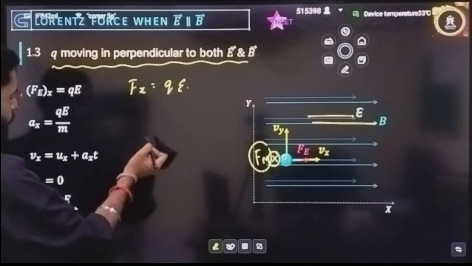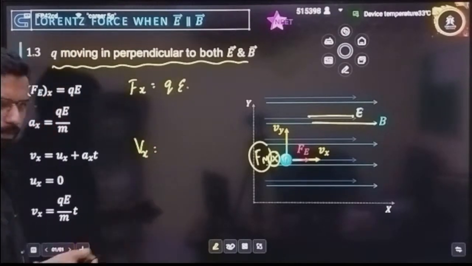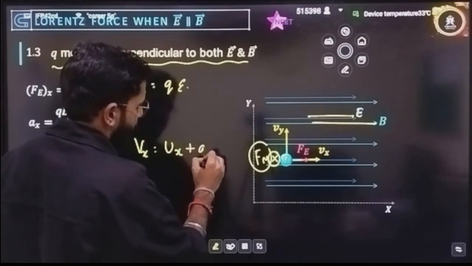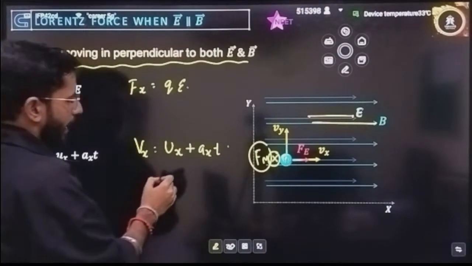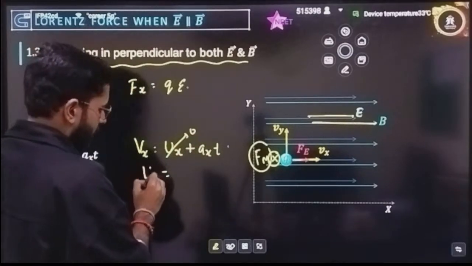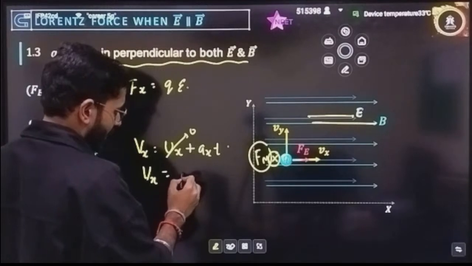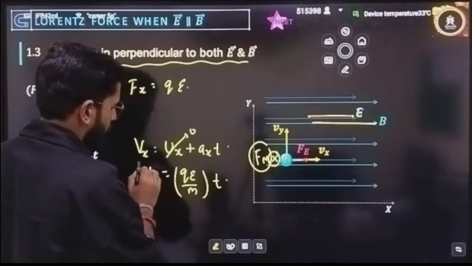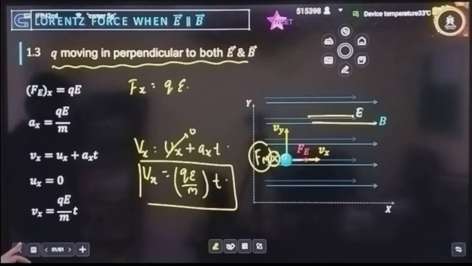Magnetic force will be coming inside the plane. That means if you have to write the velocity in x direction after some time, how will you write it? You will simply write ux plus ax into t. Ux will be 0 because initially there is no velocity in x direction, but finally after some time there will be some velocity in x direction, and that can be written as q into E divided by m, into t. This will be the velocity in the x direction. Is it clear?